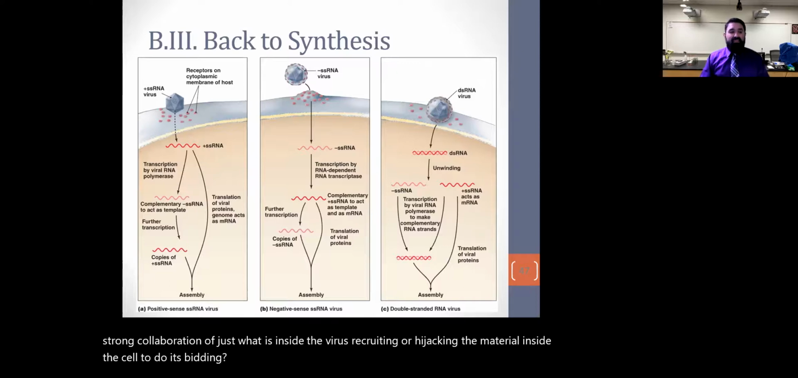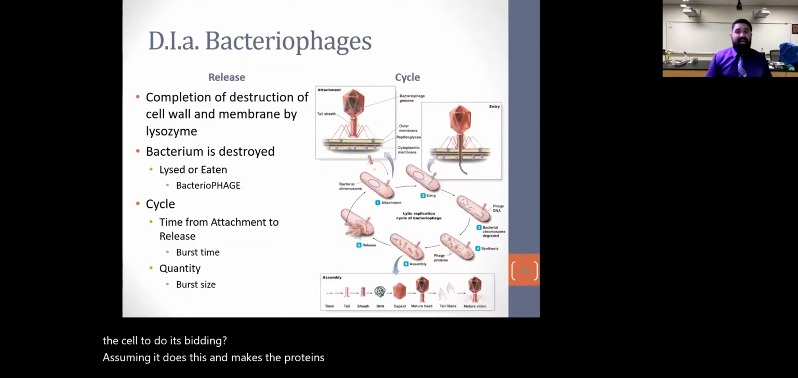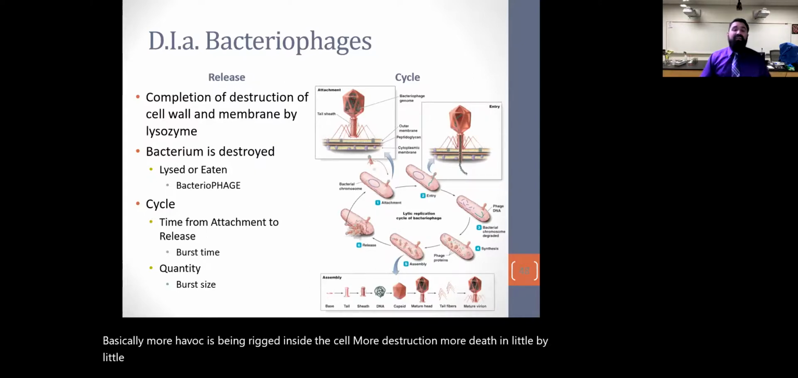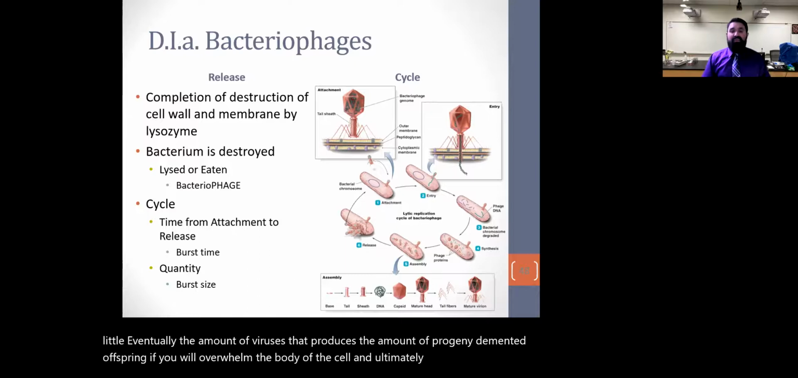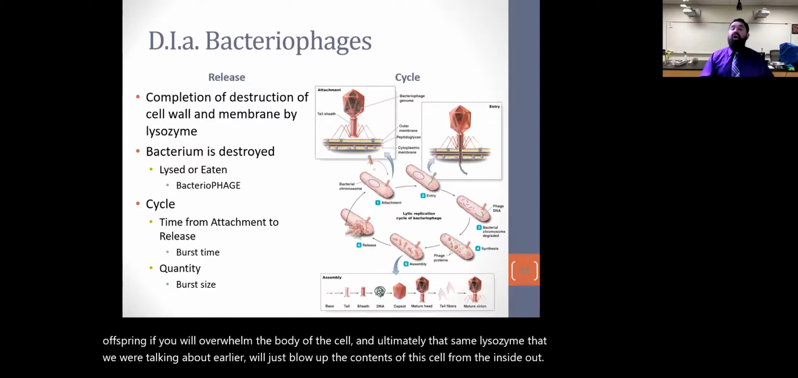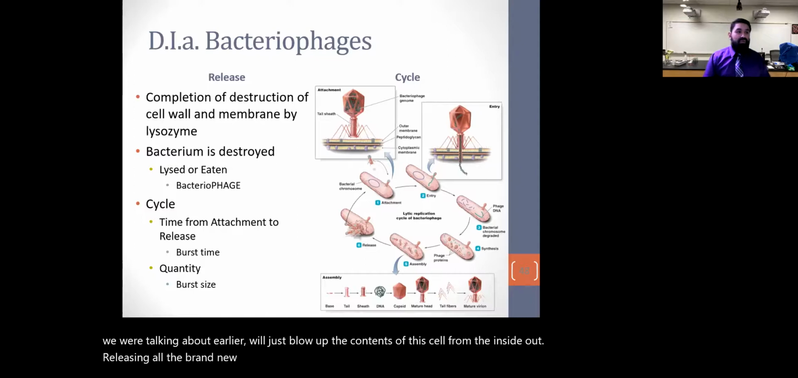Now, assuming it does this and makes the proteins that it needs to get out, what happens then? Well, as more and more of the machinery gets recruited and more proteins are being made, more havoc is being wreaked inside the cell, more destruction, more death, and little by little, eventually, the amount of viruses it produces, the amount of progeny, the amount of offspring, if you will, overwhelms the body of the cell, and ultimately that same lysozyme that we were talking about earlier will blow up the contents of the cell from the inside out, releasing all the brand new viruses that were made by that particular host.